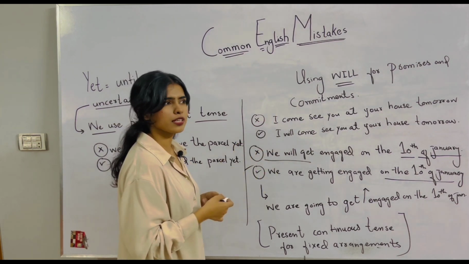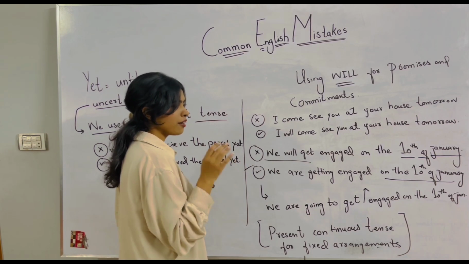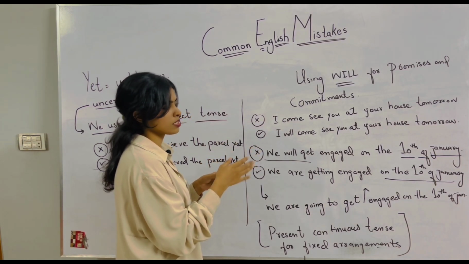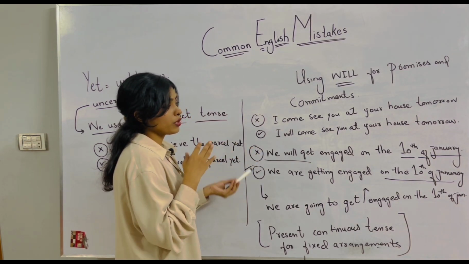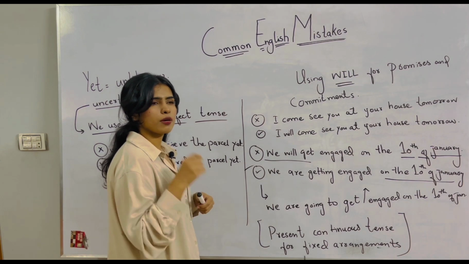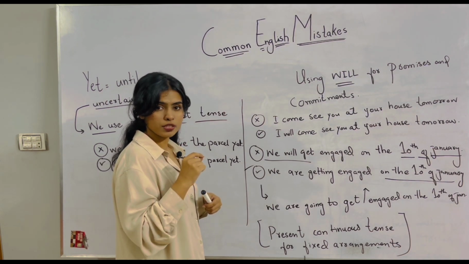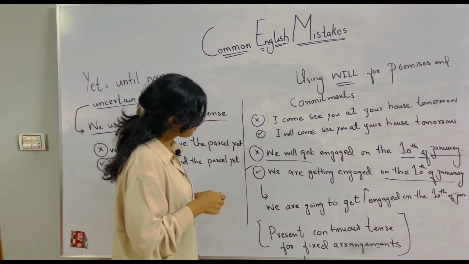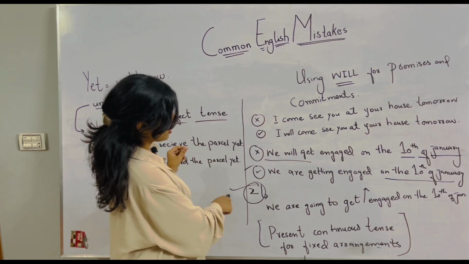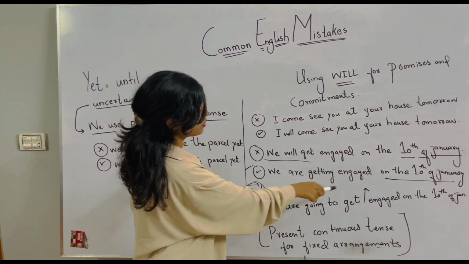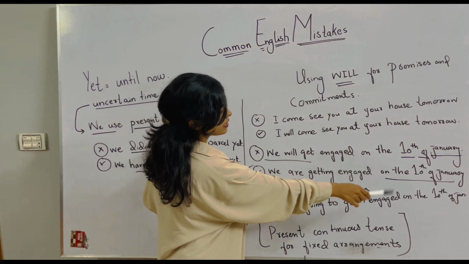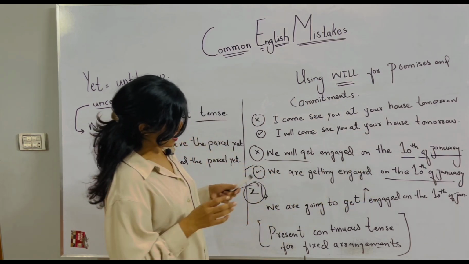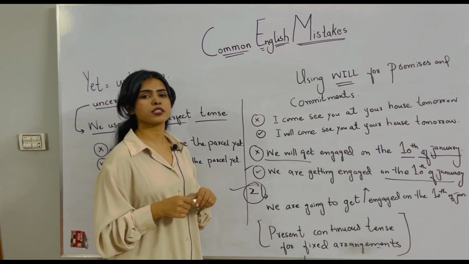Normally it kind of seems like it's correct, but it's not. You have to be aware of that mistake, because you have to see whether or not you're talking about a fixed arrangement. Whenever we're talking about that, you have to avoid using will with it. So we're going to use the second correct format, which is we are going to get engaged on 10th January. It's again present continuous tense for fixed arrangements.